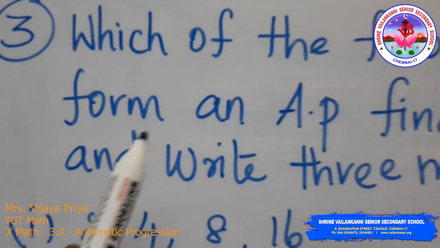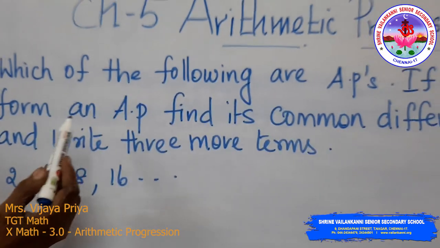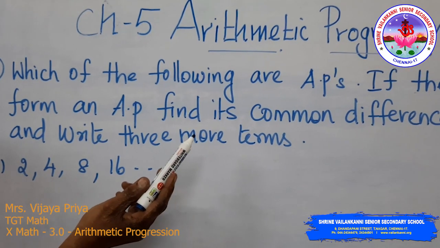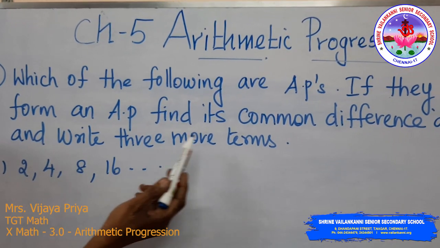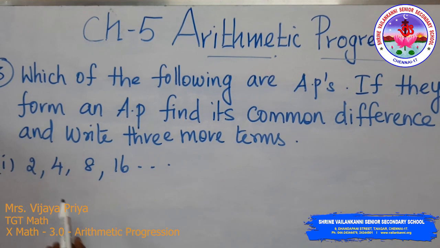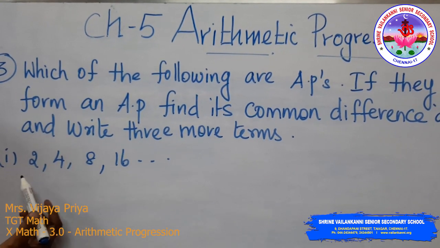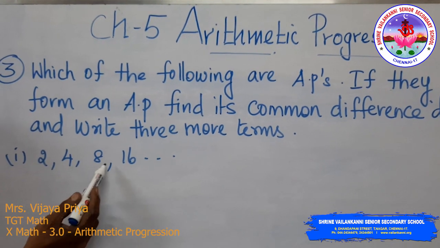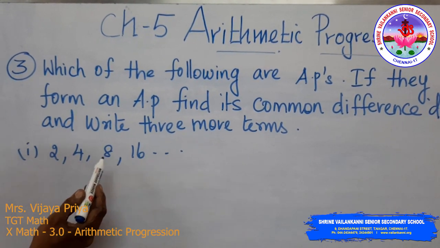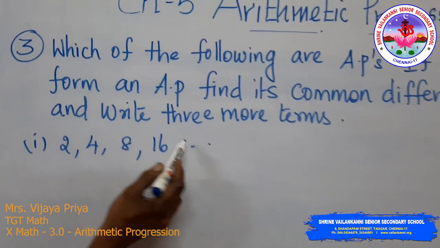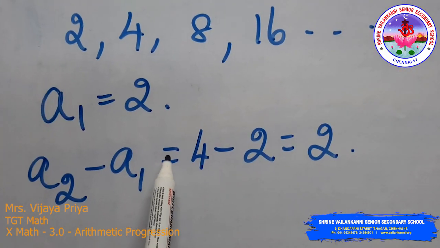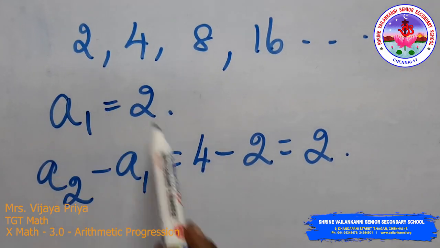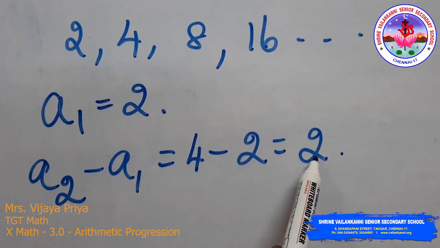Which of the following are APs? If they form an AP, find its common difference and write 3 more terms for the sequence. So he has given a sequence. We want to check whether this forms an AP. If this sequence is forming an AP, we need to find its common difference and 3 more terms of this. a2 minus a1, which is equal to 4 minus 2. I got a difference as 2.